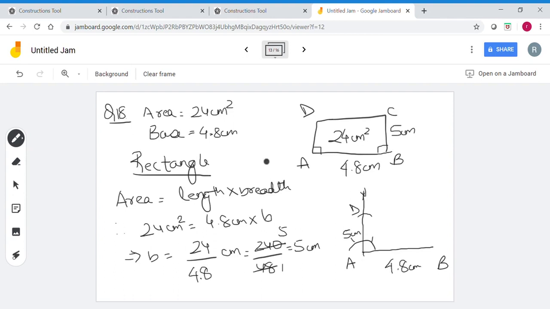Next, I need a 90-degree line here, so I construct it again. This is my 90-degree line. And now somewhere on this line, let's call this X, let's call this Y. Somewhere on BY lies C. How far from B? 5 centimeters. So I cut it here at C and then I join. So this is the simple one, though I will not do the construction for this one. Let's move on to the next question.